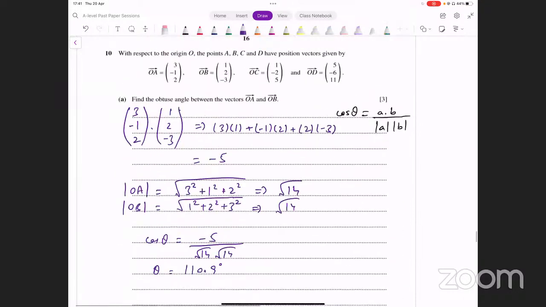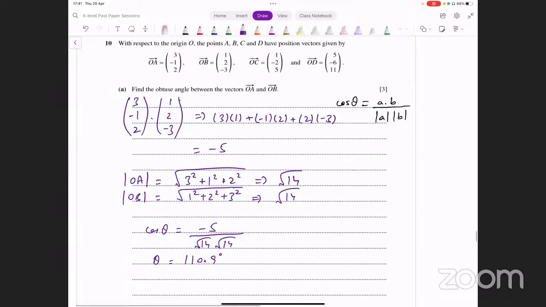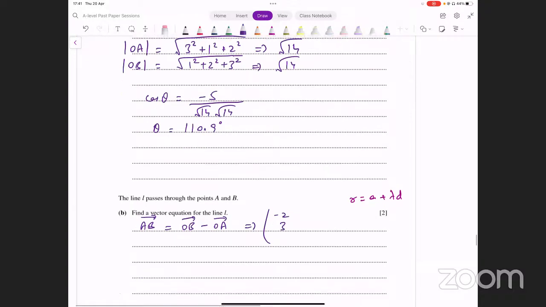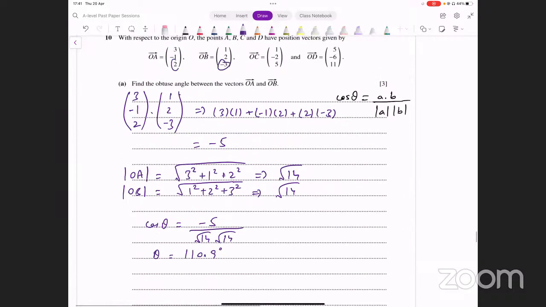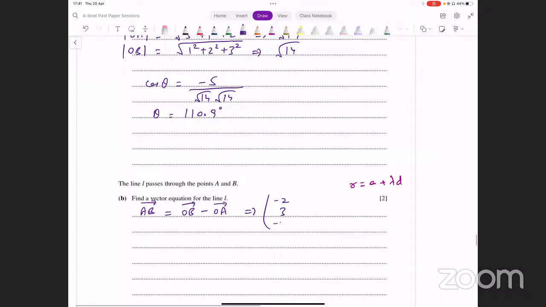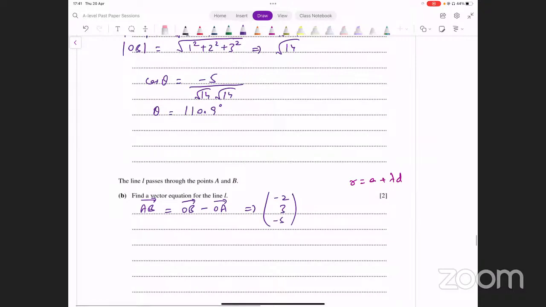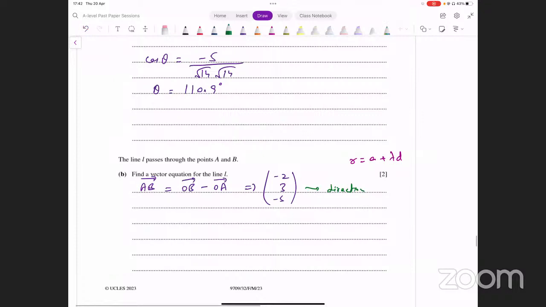And then 2 minus minus 1, that's 2 plus 1, which is 3. And then finally, we have minus 3 minus 2, that gives us minus 5. This is the vector AB. ठीक है, ये डायरेक्शन वेक्टर हो गया. दिस इज योर डायरेक्शन। तो अब लाइन एल की इक्वेशन क्या हो जाएगी?